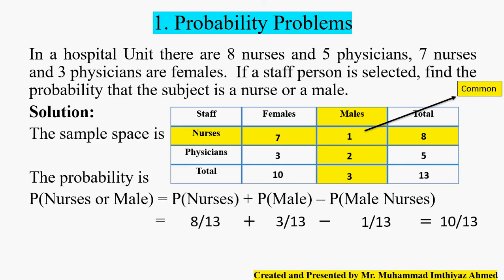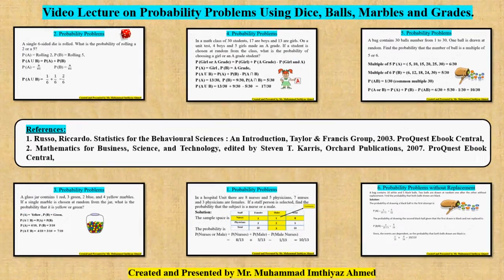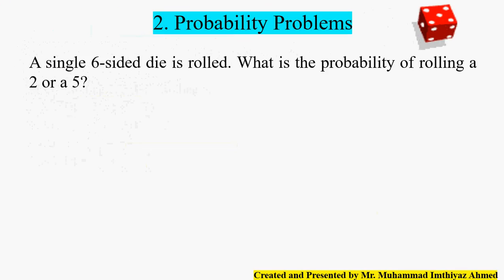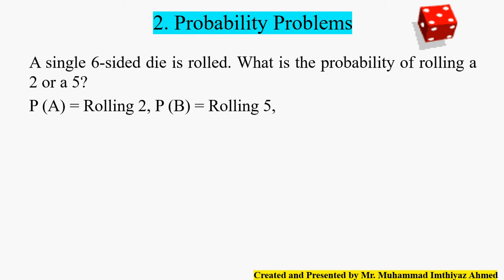Second, let us solve problems using dice. A single 6-sided die is rolled. What is the probability of rolling 2 or 5? As I have discussed earlier in my class, whatever may be the number, it will be 1 by 6, as you all know very well. So let's solve. So probability of A rolling a 2 and probability of B rolling a 5.